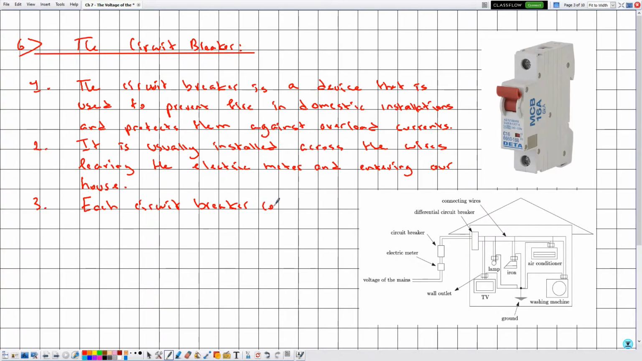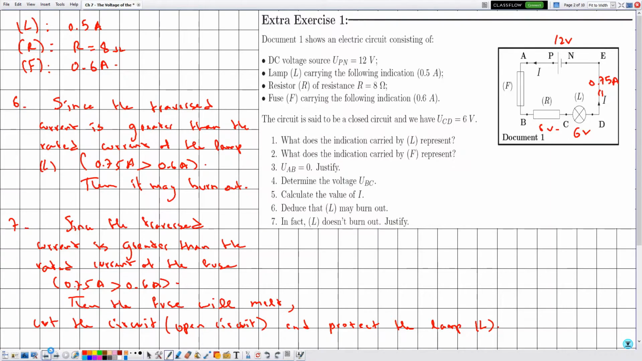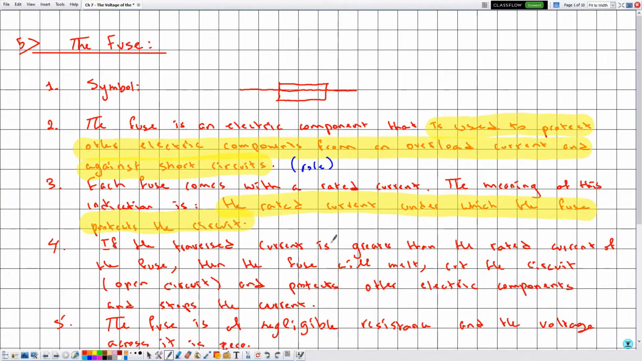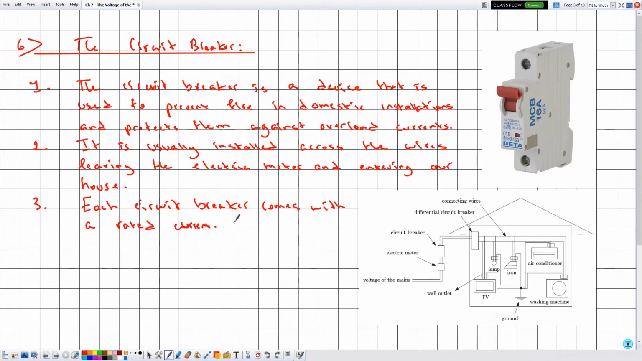Now number 3, each circuit breaker comes with a rated current, and as we have said previously, there is a meaning for these indications. In the case of the fuse, we said that the meaning of this indication is the rated current under which the fuse protects the circuit. So here let me say the meaning of this indication is rated current.